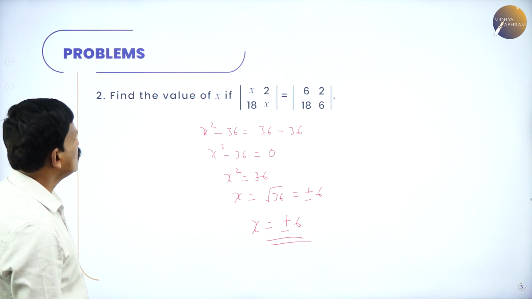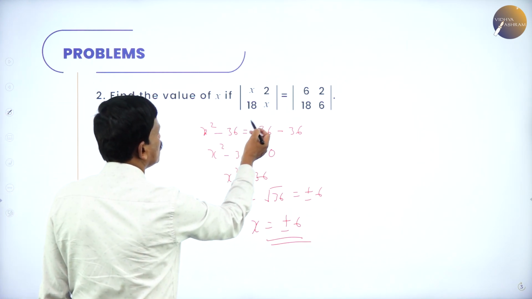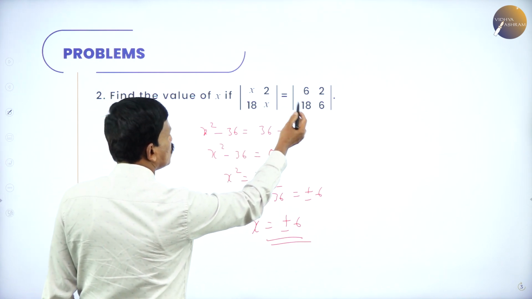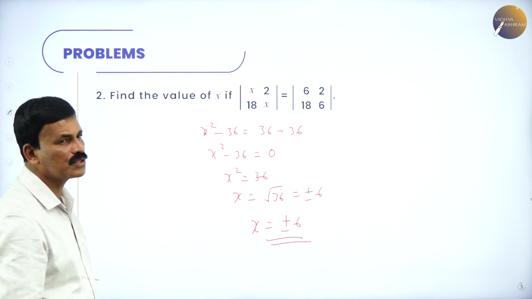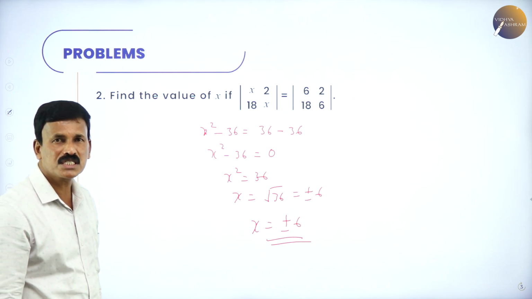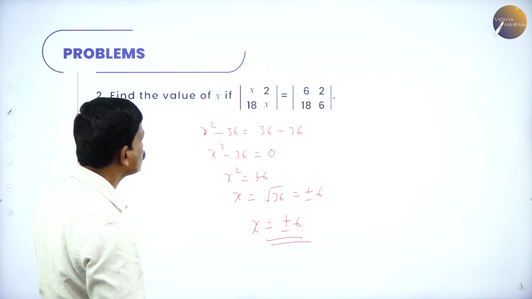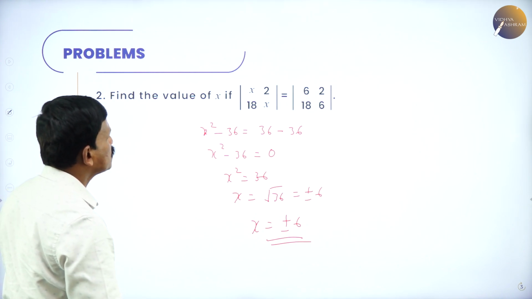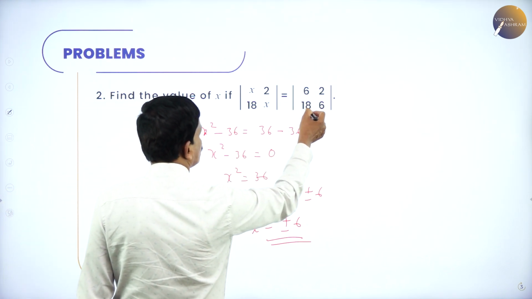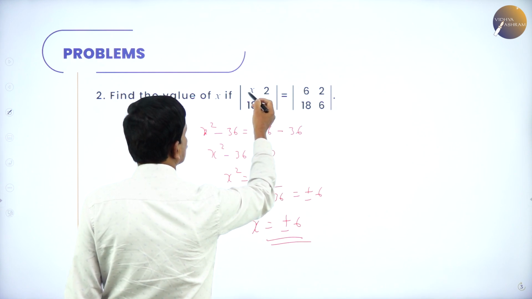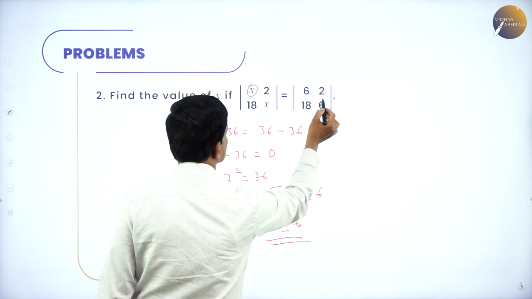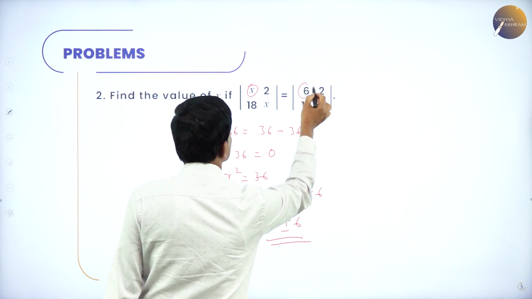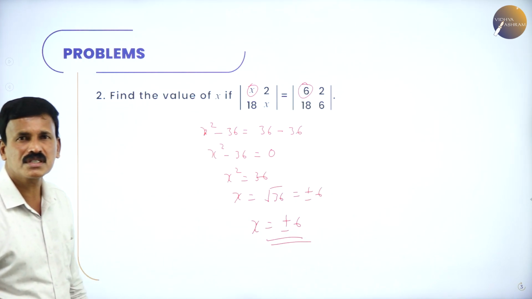Right. Now it's very simple. x into x, x square, 36 is equal to 36 minus 36, 0. x square is equal to 36. x is equal to square root of 36 is plus or minus 6. Otherwise you can also write, since these two secondary diagonal elements are equal, the value of x is definitely equal to 6. Straight away you can write the answer.